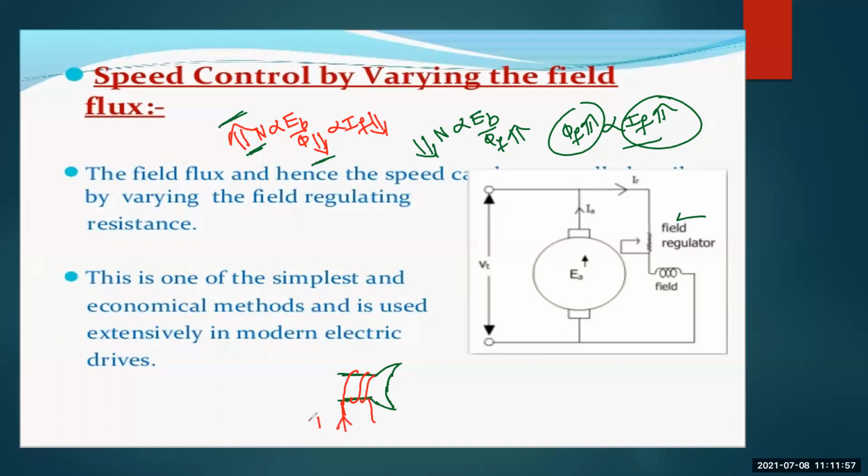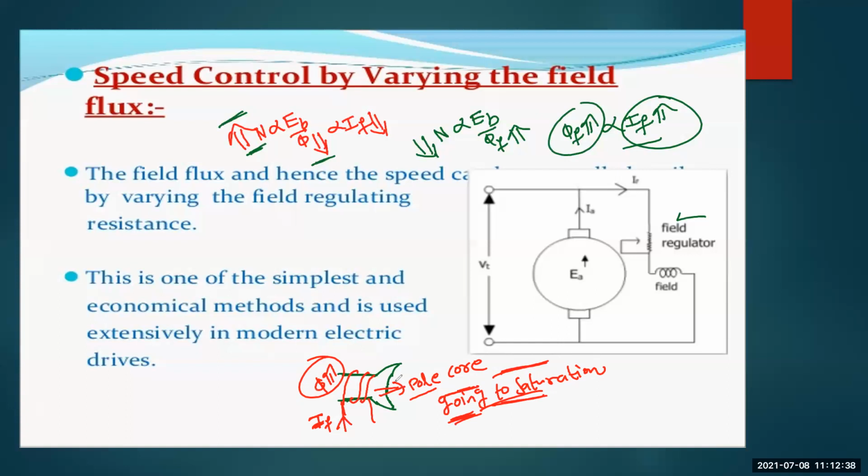This is the current flowing to the field winding. If the current flowing through the field winding is increasing, the flux is increasing. The field flux is increasing. If the field flux is increasing, the pole core goes into saturation. Am I right? So in this case, it is very difficult to control the speed because the pole cores are going into saturation.